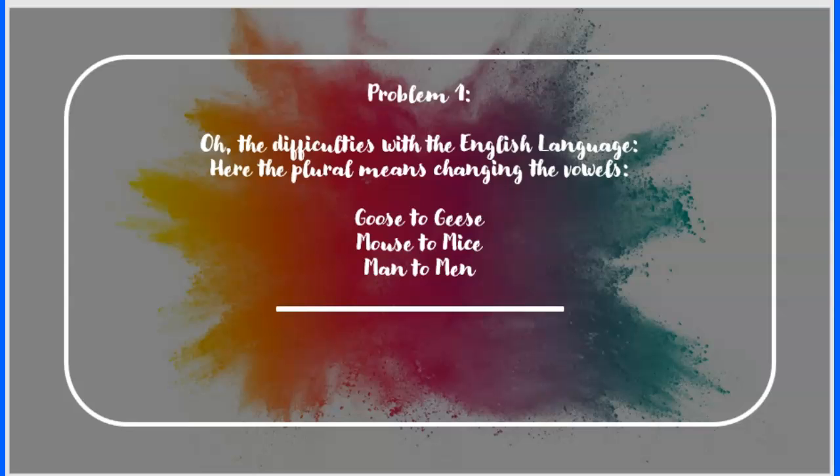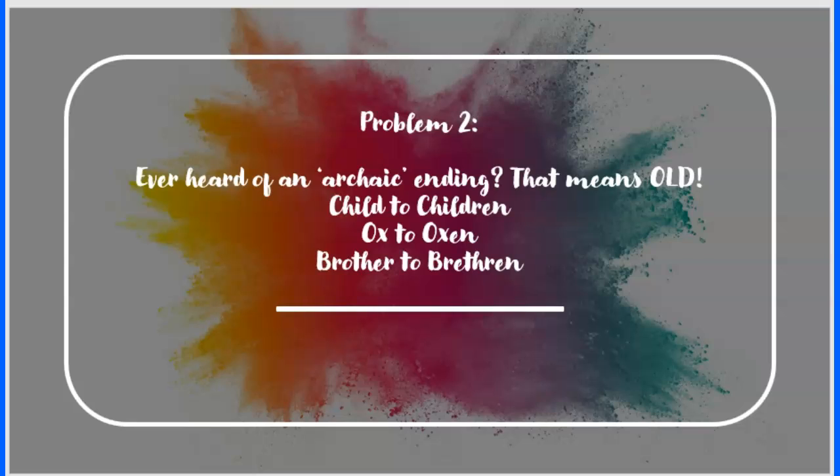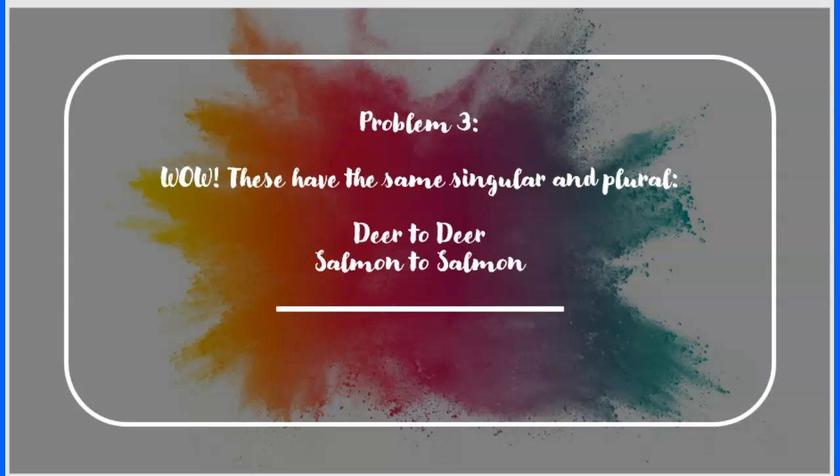Our second problem, ever heard of an archaic ending? That means old, like Old English. And so child going to children, it holds the Old English terminology there. Ox to oxen, that's the Old English, and brother to brethren. This is not used a lot in our current day, but there are some plurals that still hold that archaic ending.